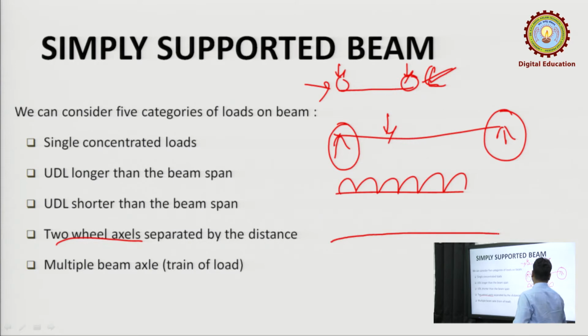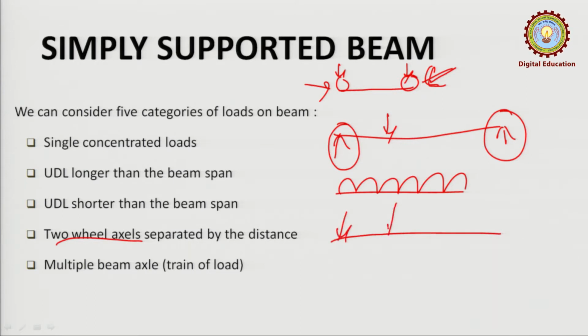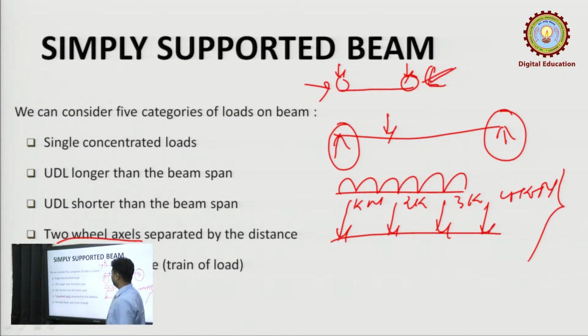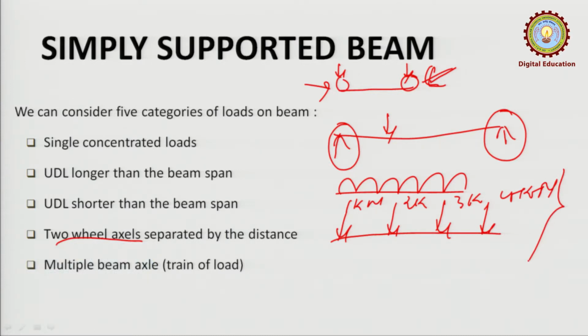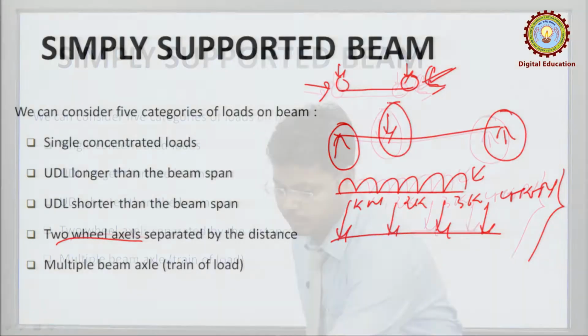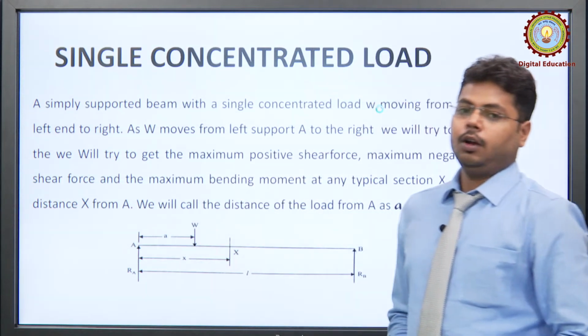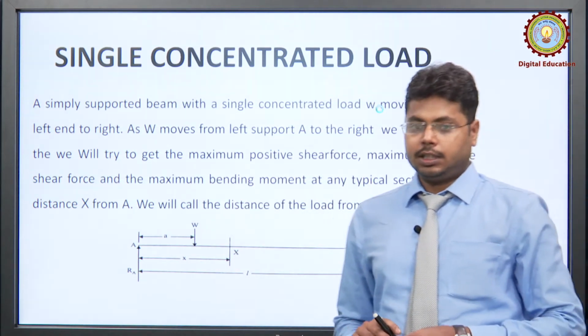Another one is the multiple axle load. In that case we have a train of loads like this. We have 1 kilonewton, 2 kilonewton, 3 kilonewton and 4 kilonewton. If we have this kind of train of loads, we call it a multiple axle load, that means a train of loads. Now we are going to discuss the concentrated load.